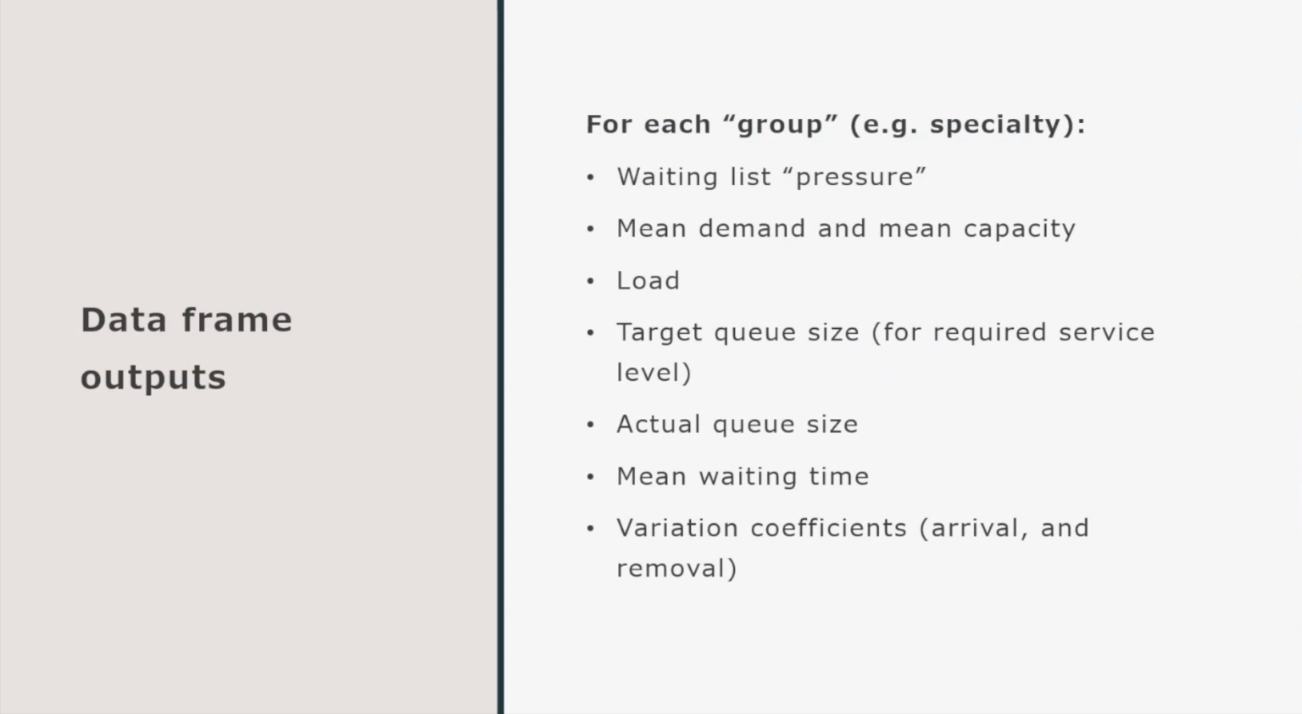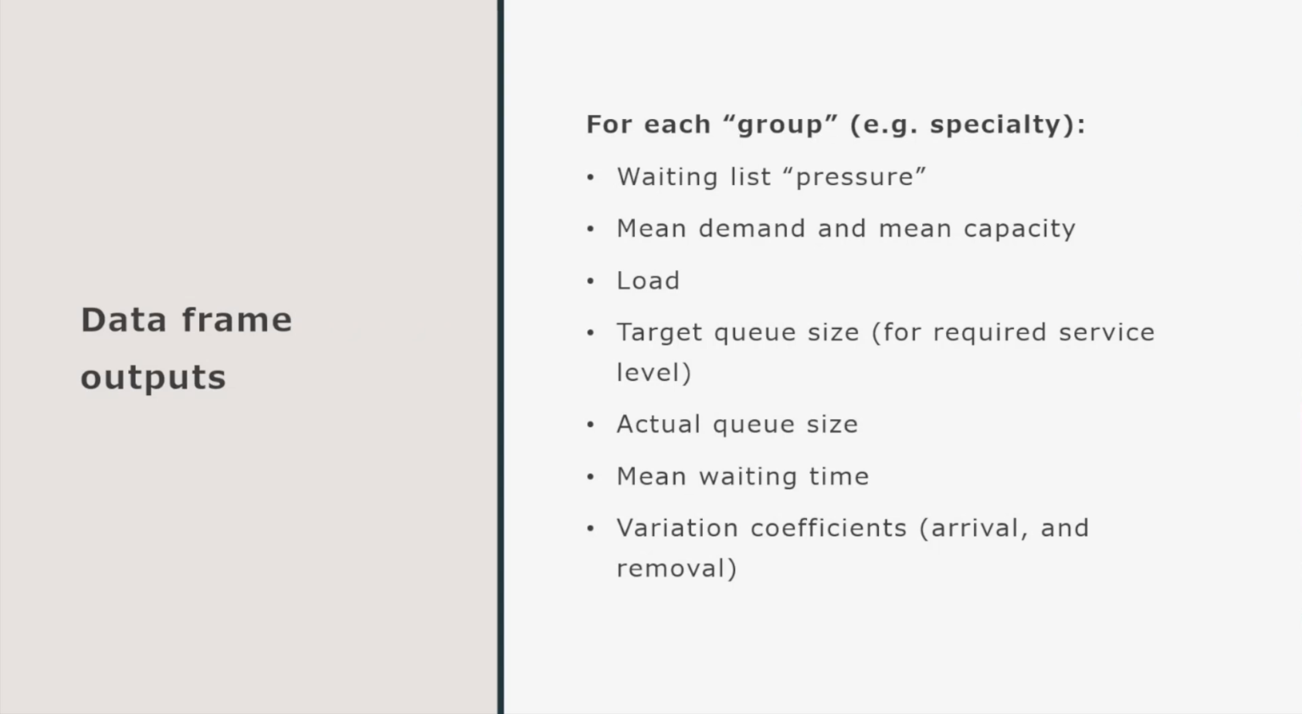So the data frame outputs, which is pretty much where the package is now. We haven't done the visual outputs yet, but the data frame outputs are shaping up. Let's take a group, so a specialty. For each specialty, as Neil's mentioned, we can calculate the high level metrics. We can look at what the overall pressure is. We could look at mean demand and mean capacity over the period of time that the sample data exists for.